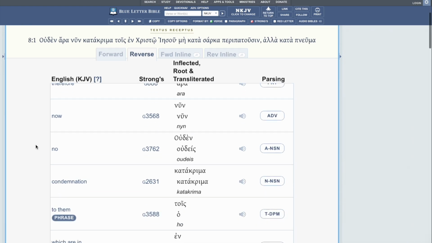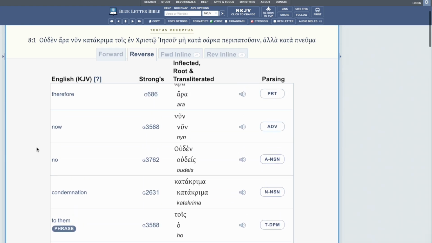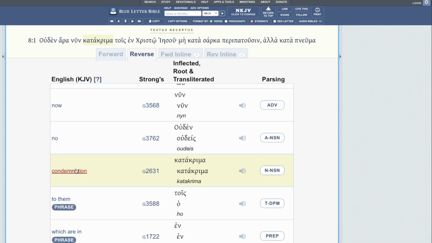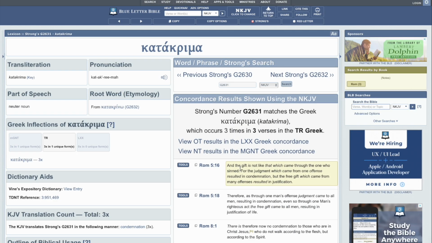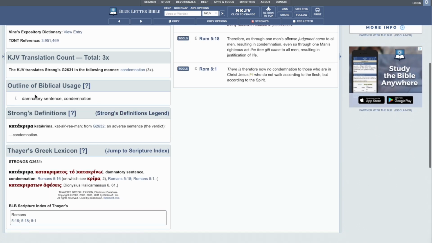So look at and scroll down here. Let's say we're going to do a word study on the word condemnation. So say we want to look into this word. So we would click on the Greek here. I can actually see what it even sounds like by clicking on that speaker. Here's the Greek word that's translated as condemnation. Okay, so I can learn a whole bunch of things here. Here's how to say it. And I can see its outline of biblical usage.